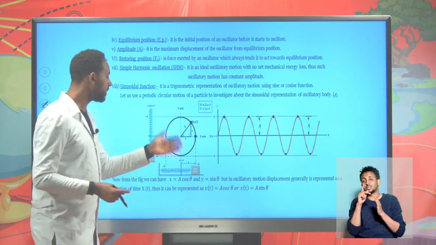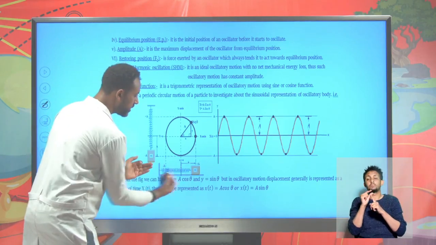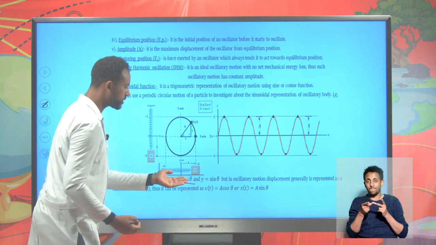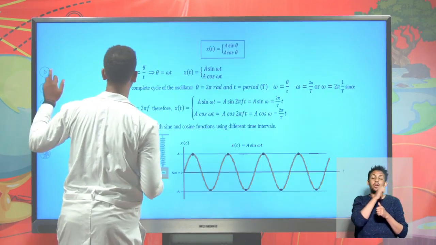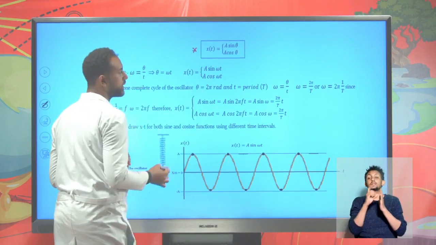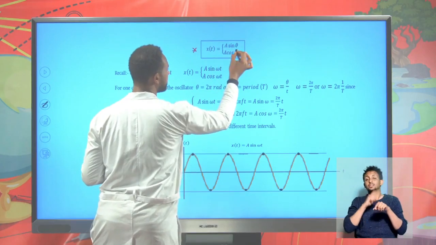Trigonometric functions are able to represent the position of those particles. For example, it's possible to express the position using a cos omega t, or using a sine omega t. Mathematically, it's possible to express the displacement of an oscillatory body using x as a function of time t, a sine theta.